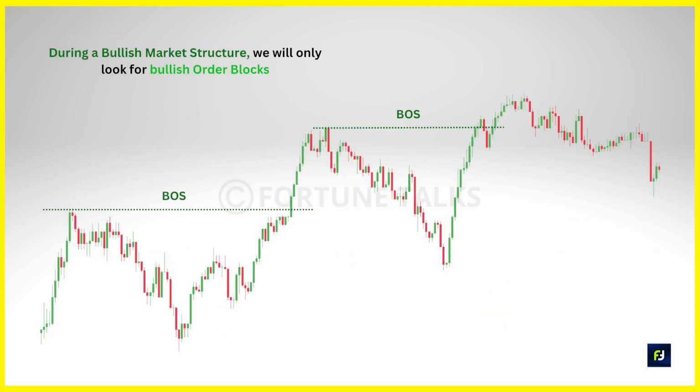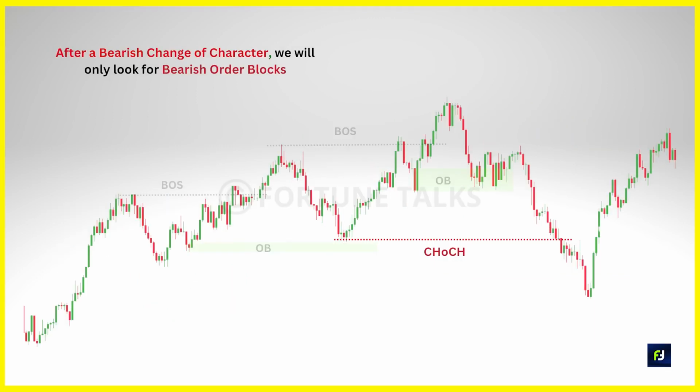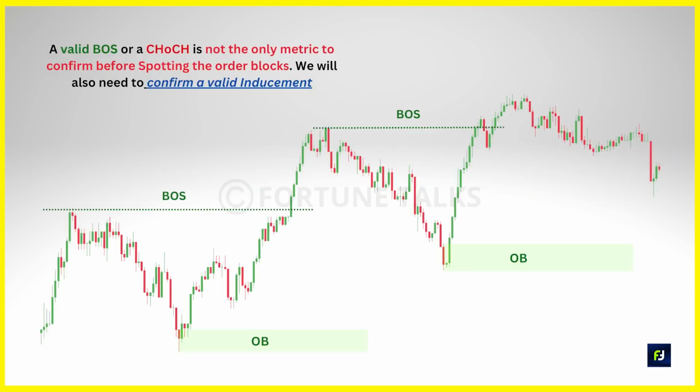Anyways, during a bullish market structure forming higher highs and higher lows, we will only start to look for order blocks when the price has broken and closed above the previous swing high level. In this case, we will look for bullish order blocks since the overall idea is to ride the existing trend. But if the market has broken down and closed below the previous major higher swing low level, which results in a bearish change of character, then we will look for bearish order blocks only. But a valid break of structure or a change of character is not the only metric to confirm before spotting the order blocks. We also need to check for inducements.